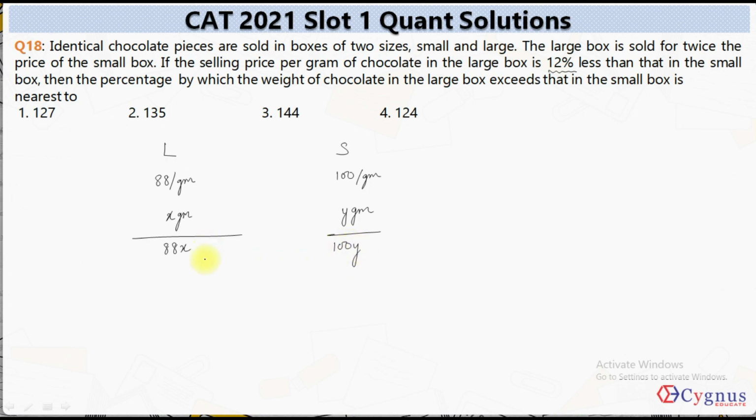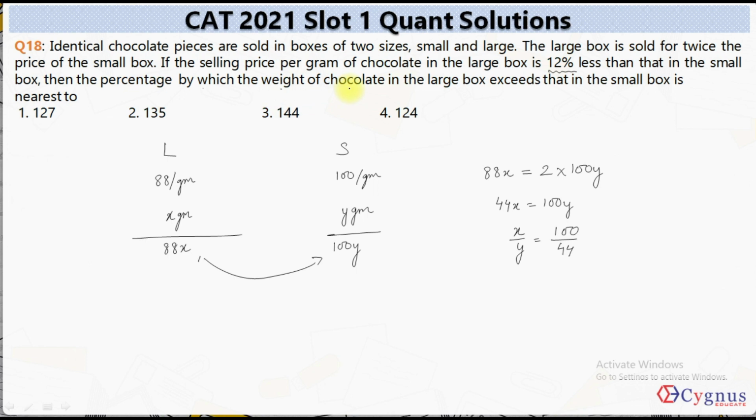And we also know the relationship between these two prices. It's given that the large box is sold for twice the price of the small box. How do we write it? 88X is the price of large box and this is equal to twice the price of the small box. So I'll get twice of 100Y. So I'll write 44X is equal to how much? 100Y. So what is the value of X by Y? It's 100 by 44.